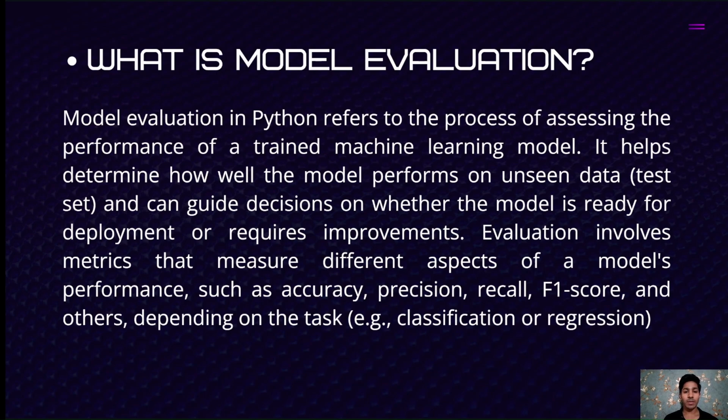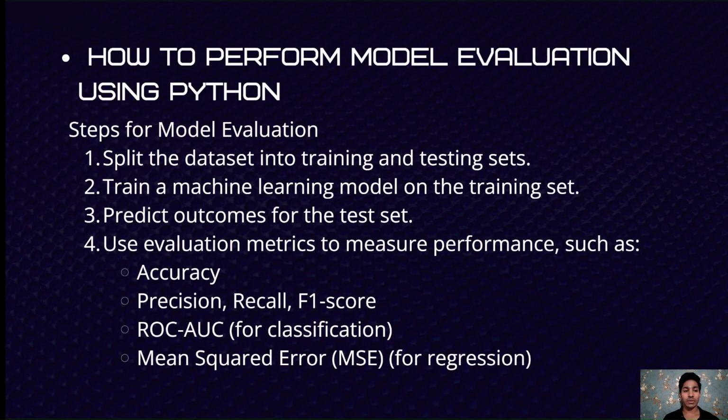Model evaluation in Python refers to the process of assessing the performance of a trained machine learning model. It helps determine how well the model performs on unseen data, which is the test set, and can guide decisions on whether the model is ready for deployment or requires improvement. Evaluation involves metrics that measure different aspects of a model's performance, such as accuracy, precision, recall, F1 score, and others, depending on the task, for example, classification or regression.